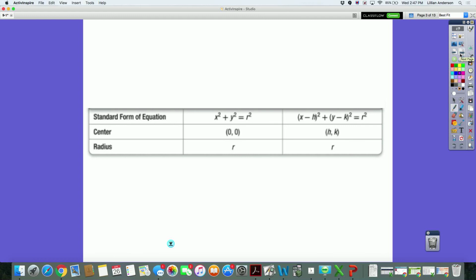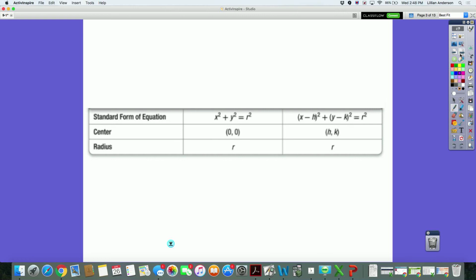And that is the standard form for a circle. There are two forms, but they pretty much are saying the same thing. The first one is x squared plus y squared equals r squared. And the other one is (x minus h) squared plus (y minus k) squared equals r squared. The only difference between them is the center. The first one, the one on the left, has a center of (0, 0). And the other one, the one on the right, has a center at (h, k). So that's something other than the origin as the center.